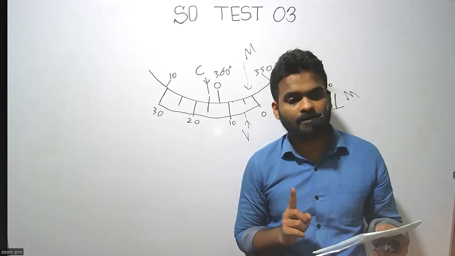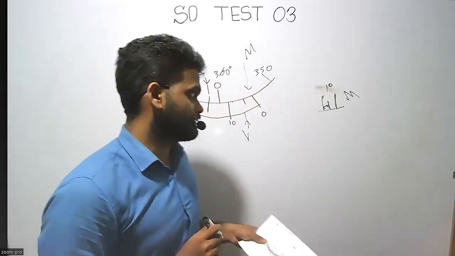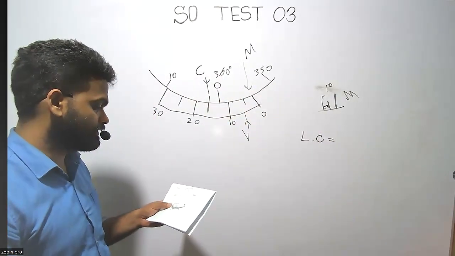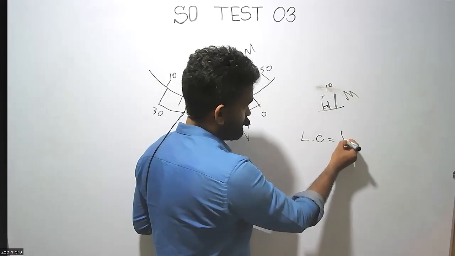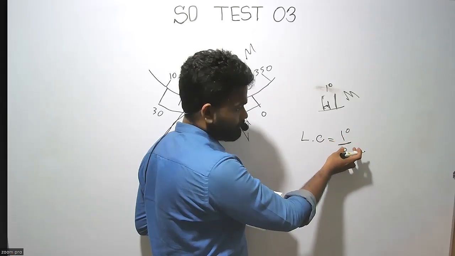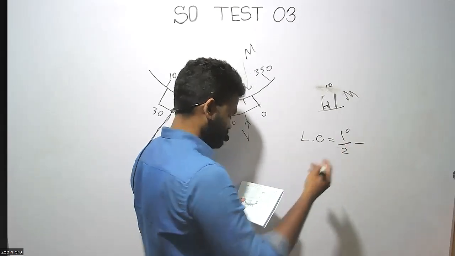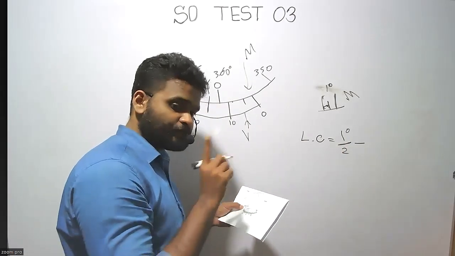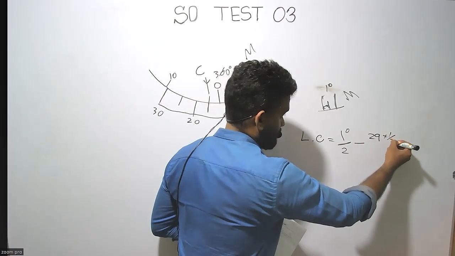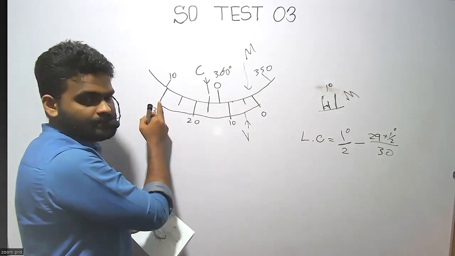Before doing anything, before taking the reading, you need to figure out the least count of this apparatus, right? So this also is a vernier. So how do you find the least count? The smallest measurement from the main scale is half a degree. In the question they say that. Then minus 29 such parts, 29 half-degree parts, is divided into 30 parts. So there are 30 parts in the vernier scale.